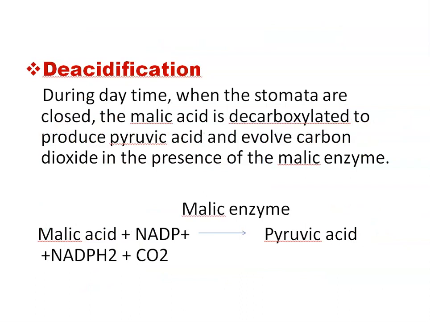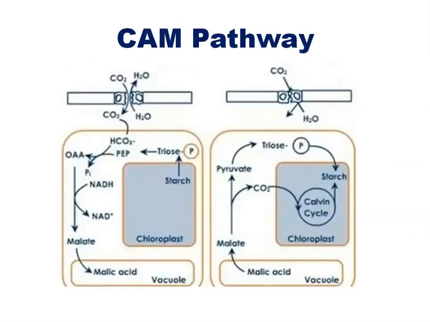Deacidification then. During the daytime, when stomata are closed, this malic acid is decarboxylated, meaning removal of carbon dioxide, in the presence of malic enzyme. So malic acid plus NADP gives the product pyruvic acid, NADPH2 plus carbon dioxide. So this is the CAM pathway.